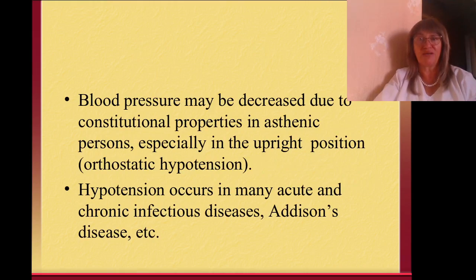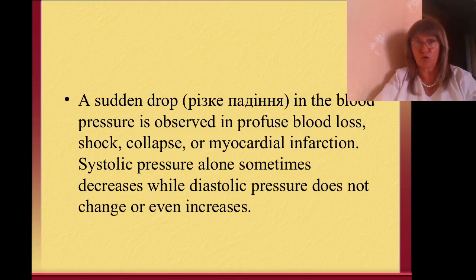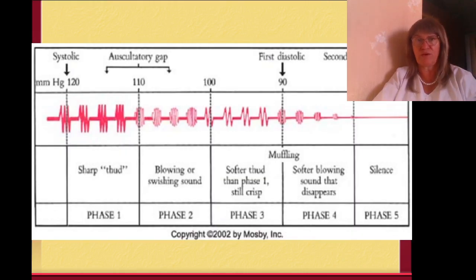Blood pressure may be decreased due to constitutional properties in asthenic persons, especially in the upright position, known as orthostatic hypotension. Hypotension occurs in many acute and chronic infectious diseases. A sudden drop in blood pressure is observed in profuse blood loss, shock, collapse, or myocardial infarction. Systolic pressure alone sometimes decreases, while diastolic pressure does not change or even increases.